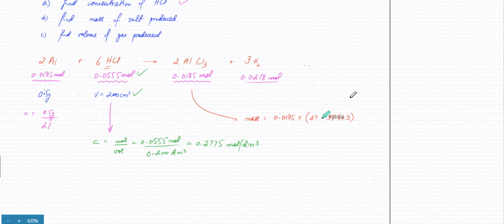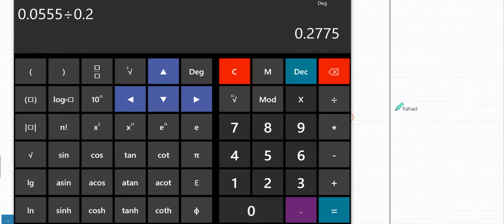Okay, so it's going to be plus. So 27 plus 35.5 into 3. One second. So 35.5 star 3, and then I'm going to add plus 27. That gives me 133.5 into 0.0185.